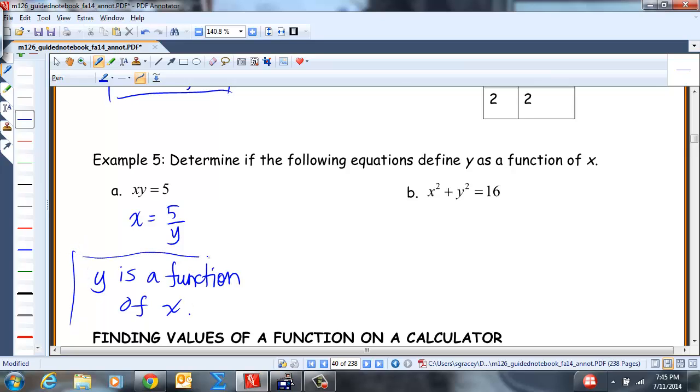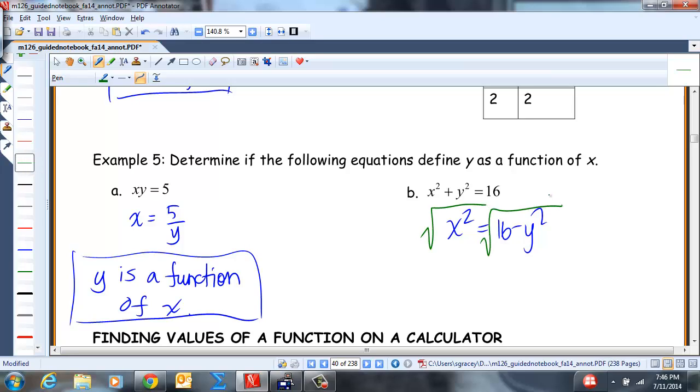So for graphing purposes, of course, you would isolate y and solve and do your graphing. But we're just determining if y is a function of x. So if I were to isolate x, I would have x squared is 16 minus y squared. And then if you square rooted both sides, you would get that x is plus or minus the square root of 16 minus y squared.